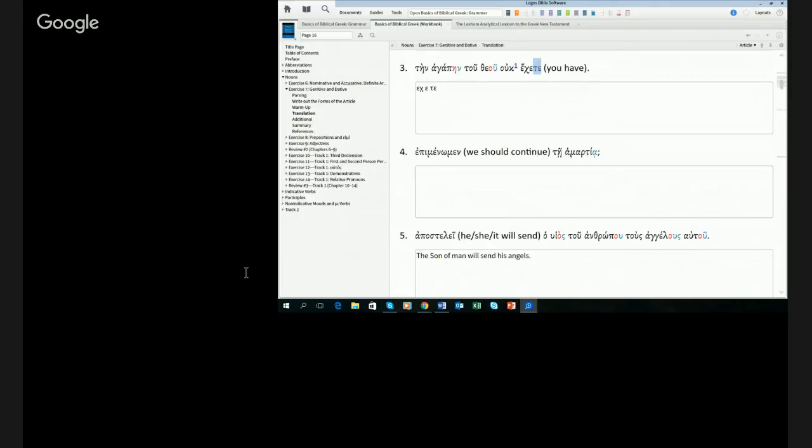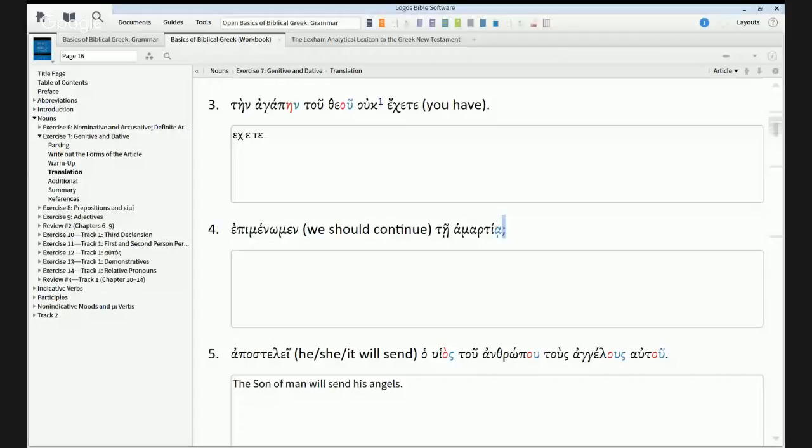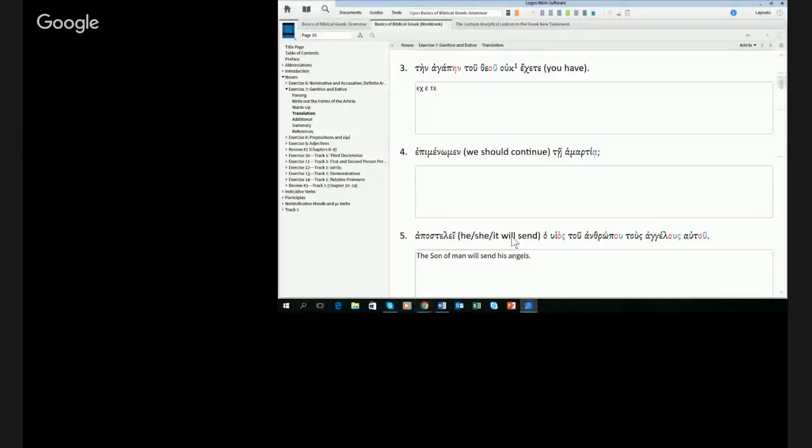Number 4, epimenomen, you should continue te hamartia. Now, the first thing I want you to observe is this thing. What is this? Anybody? Question mark. Nai polikala. It's a question mark. It's the Greek equivalent of our question mark. So it tells us that the sentence is a question.